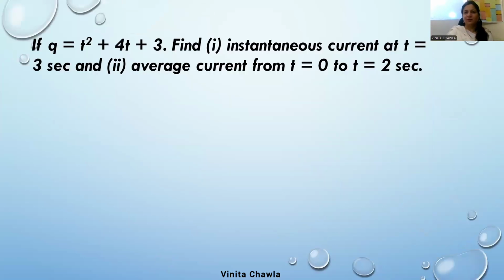First question. If Q is equal to t square plus 4t plus 3, find the instantaneous current at t is equal to 3 seconds and average current from t is equal to 0 to t is equal to 2 seconds. So we have to find, this is given to us.